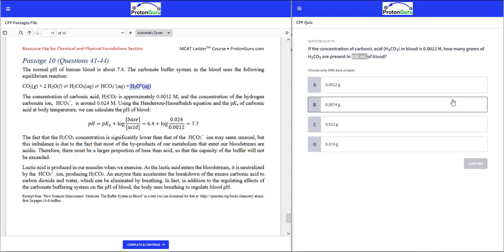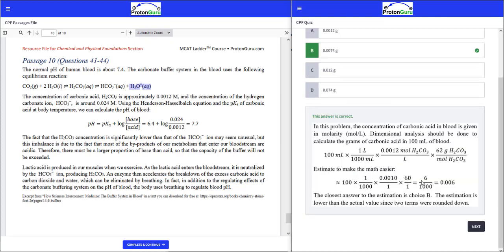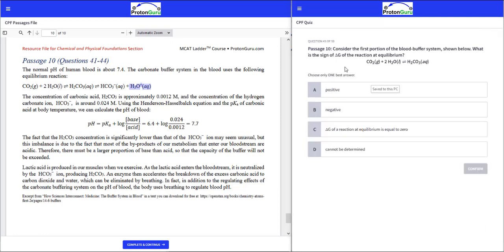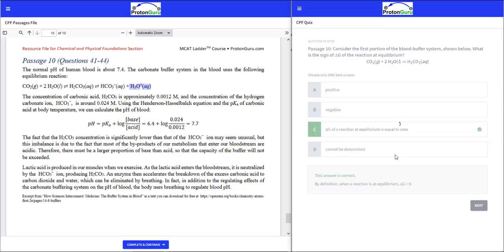Go back to the answer choices. I see that I have one answer very, very close to what I had calculated. And turns out that's the correct answer, and you could go through the math as well. Next question is about the delta G of the reaction at equilibrium. So consider the first portion of the blood buffer system. What is the sign of delta G of the reaction at equilibrium? And this is kind of a trick question. Delta G at the equilibrium is by definition 0. This is just knowing that definition, that's how you define equilibrium in terms of the energetics.